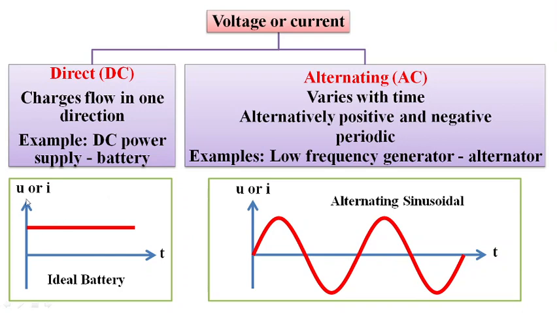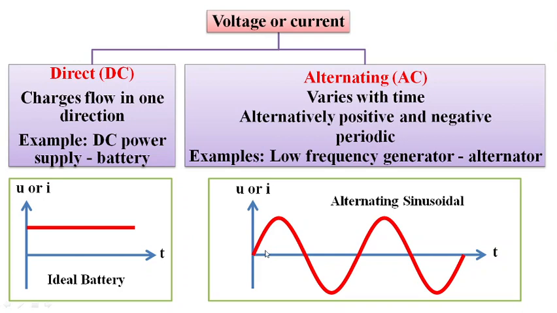This graph represents the voltage versus time or current versus time graph of an ideal battery. It supplies a constant voltage with respect to time. This graph represents an alternating sinusoidal current voltage. This voltage varies with respect to time.